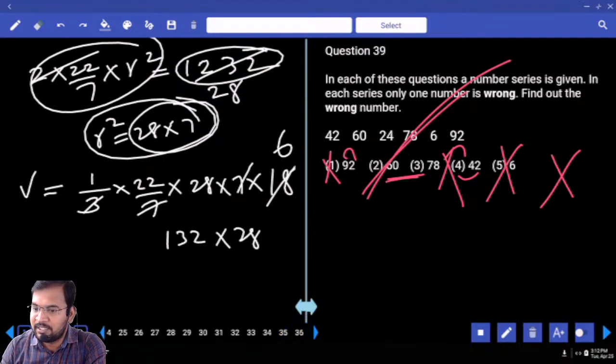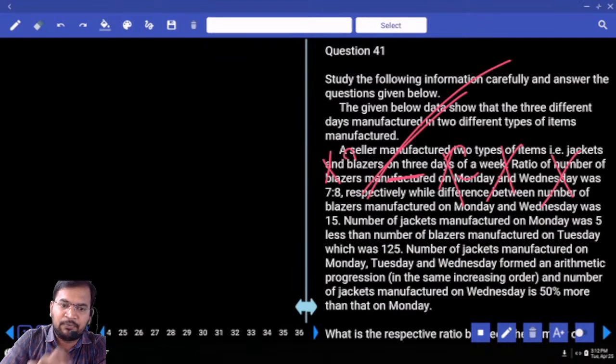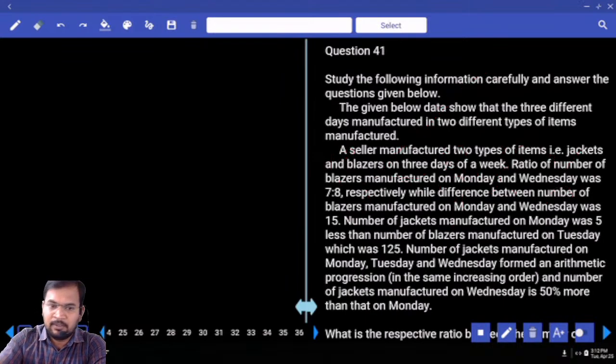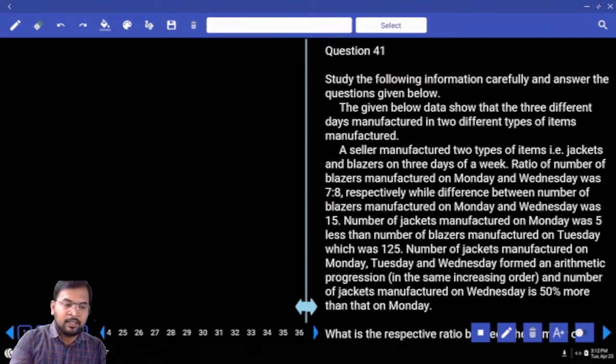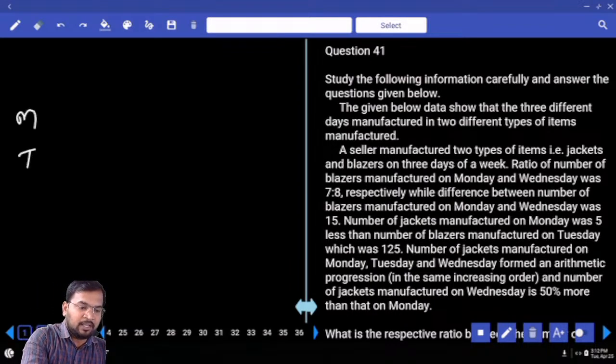Now series problems, see the 41 to 45 case study they have given. What they have given? The given data shows the different types of items manufactured on different days. A seller manufactured 2 types of items, jackets and blazers, on 3 days of a week. Ratio of blazers and jackets manufactured on Monday, Tuesday, Wednesday.